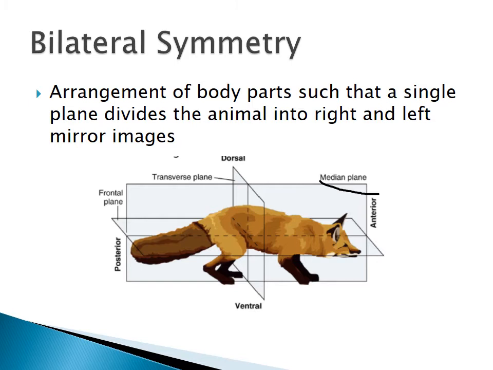And most of the organisms that you think of, most of the animals you think of, are typically going to have bilateral symmetry, because most of the time when we think of animals, we think of primates, we think of chordates, so they're all more advanced.